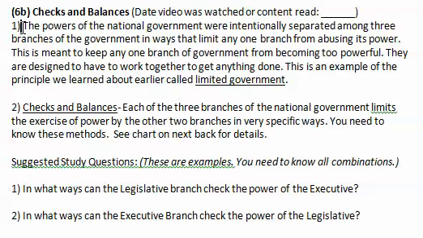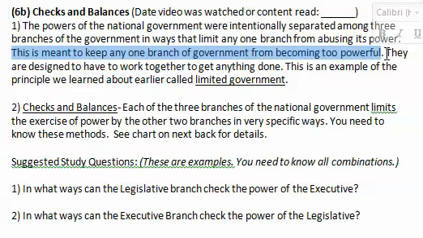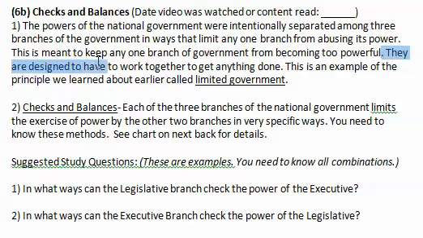First item, the powers of the national or federal government were intentionally separated among the three branches of government in ways that limit any one branch from abusing its power. This is meant to keep any one branch of government from becoming too powerful and acting like a king, like they had the bad experience with. They are designed to have to work together to get anything done. This is an example of the principle we learned about earlier called limited government.